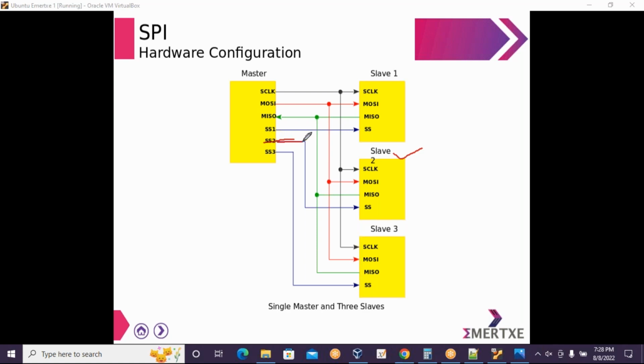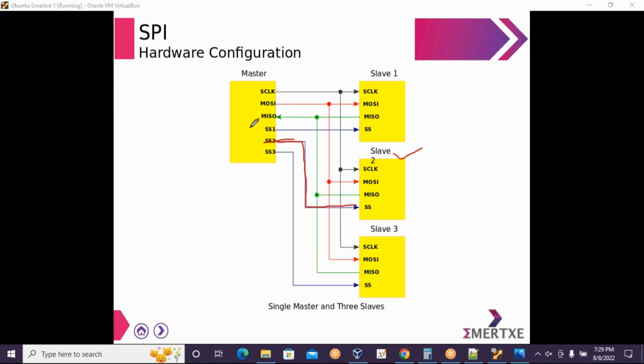So using SS2, it is going to select slave 2. Now, point to point communication happens between the master and slave 2. With the help of SS2, it selects slave 2, and when slave 2 is being selected, communication is happening between the master and slave 2. And guys, remember, there's no communication happening with slave 1 or slave 3. There is only communication happening between the master and slave 2.